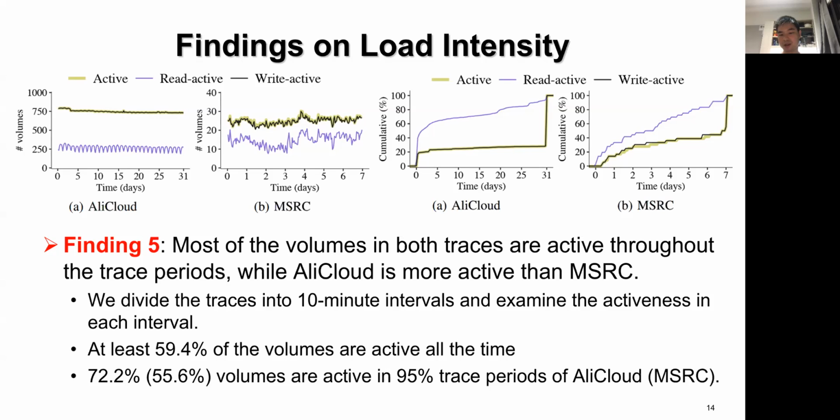The 2 figures on the left-hand side show the number of active, read active, and write active volumes throughout the trace periods in both Ali Cloud and MSRC. We find that at least 59.4% of the volumes are active throughout the whole trace period. The 2 figures on the right-hand side show the number of 10-minute active intervals. We find that more volumes are active in 95% of trace periods of Ali Cloud than MSRC, which shows a higher activeness in volumes of Ali Cloud.